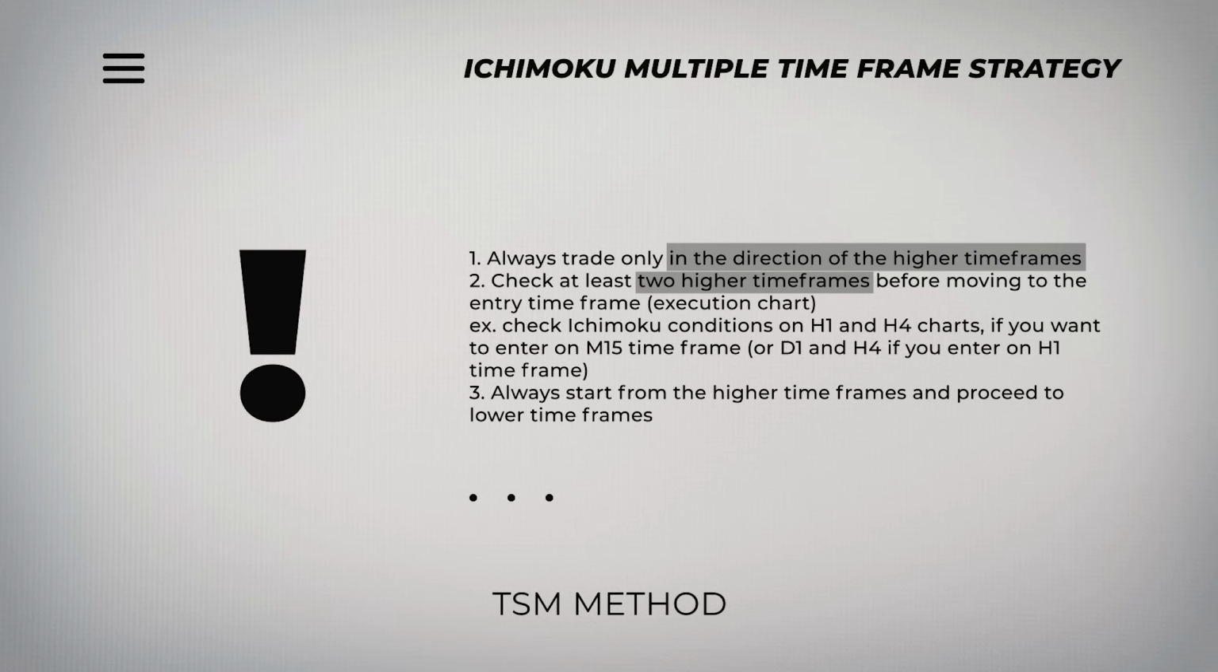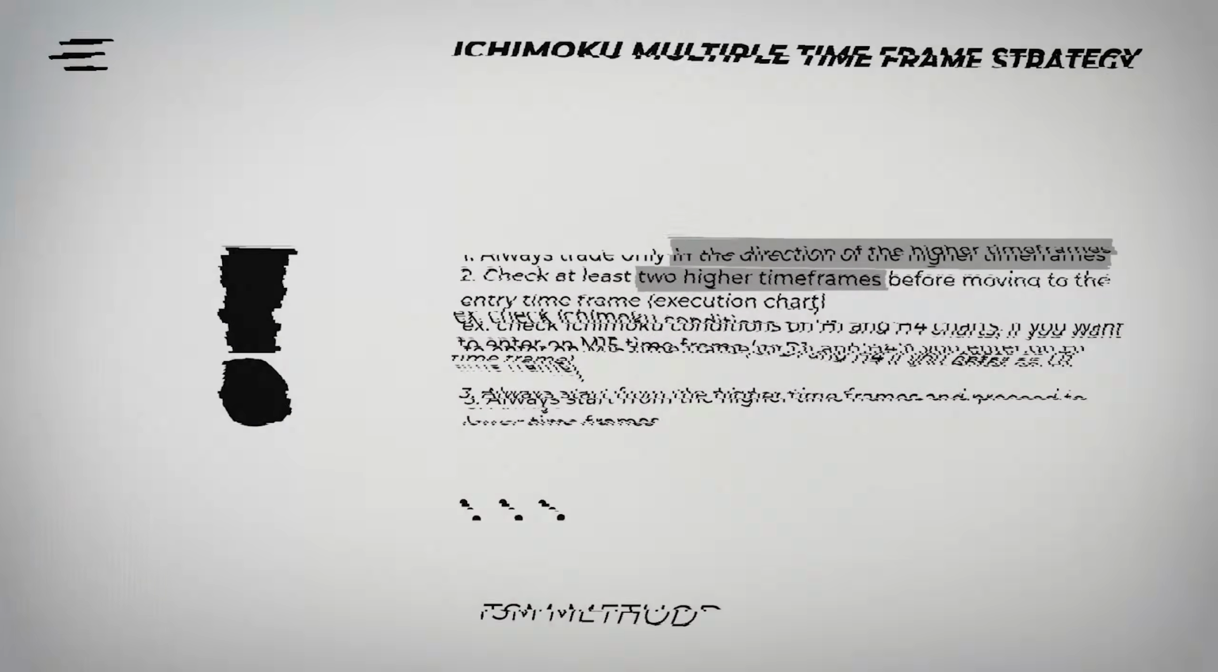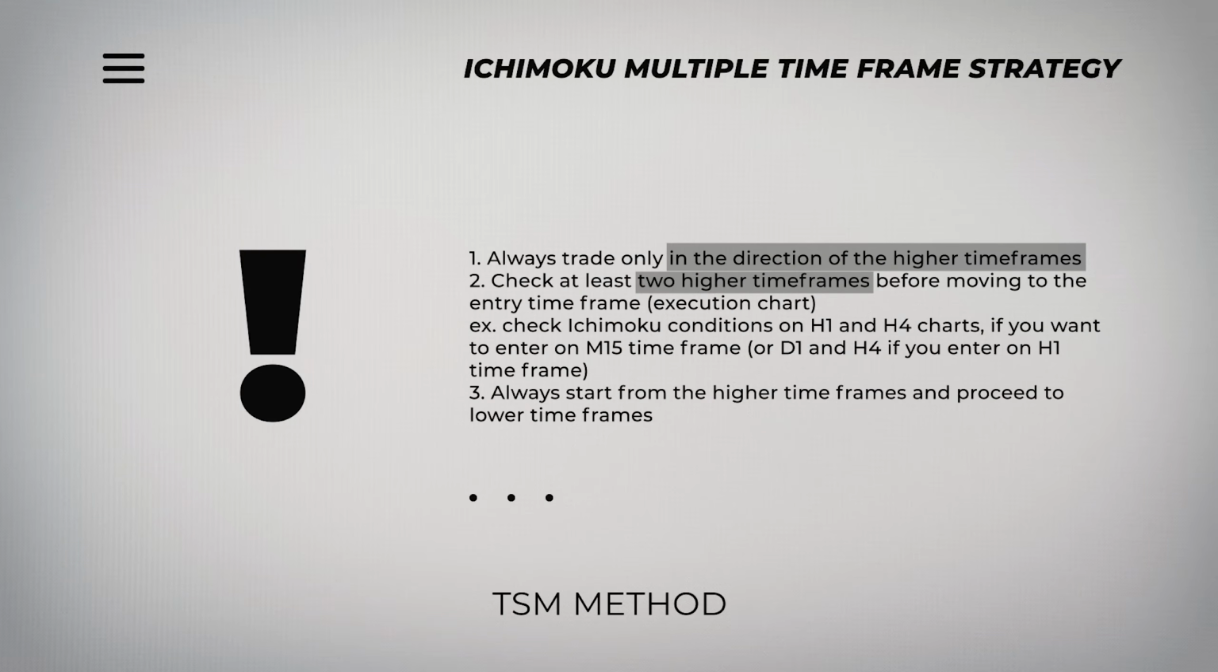So if, for example, you want to enter on the 15 minutes time frame, you check the 1 hour and the 4-hour charts first. If you plan to enter on the 1 hour chart, then you check the 4-hour and the daily charts first. When checking the higher time frames, you check the previous 3 minimum requirements.